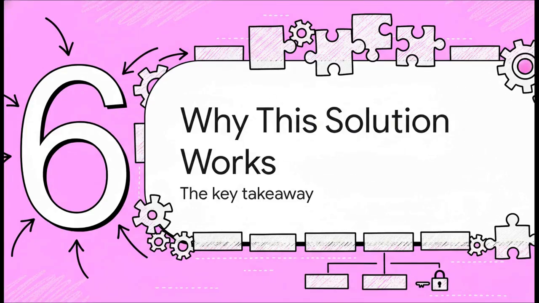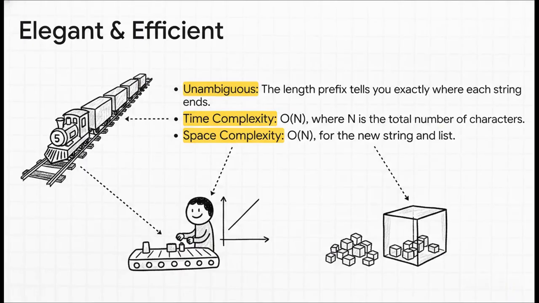So let's just take a step back and really nail down why this approach works so well. What's the key takeaway here? Well, first and foremost, it is completely unambiguous. That length prefix is like a perfect set of instructions. There's zero guesswork. And second, it's really efficient. Both encoding and decoding run in what we call linear time, or O of n, where n is just the total number of characters you're working with. That's a fancy way of saying it scales really, really well. As your data gets bigger, the process time grows in a nice, predictable way.